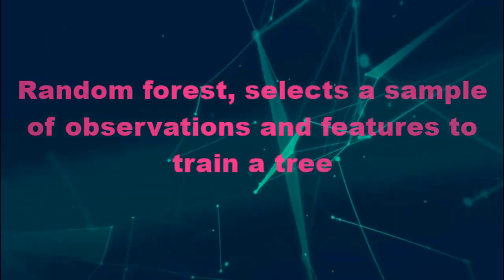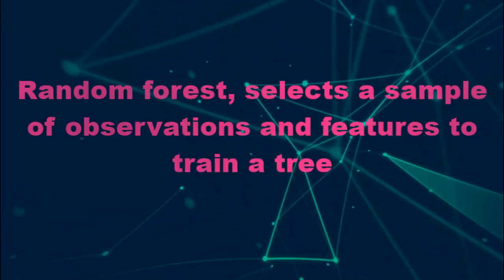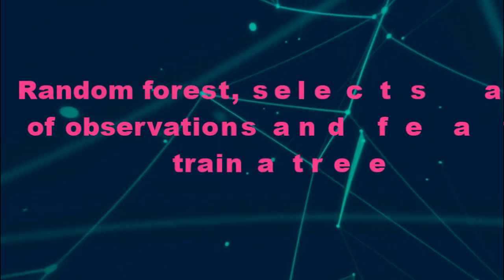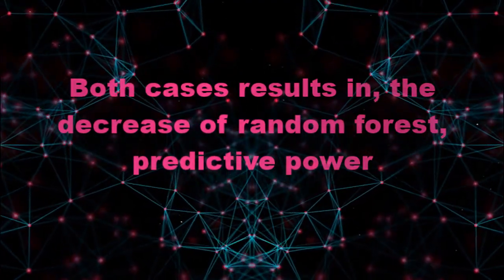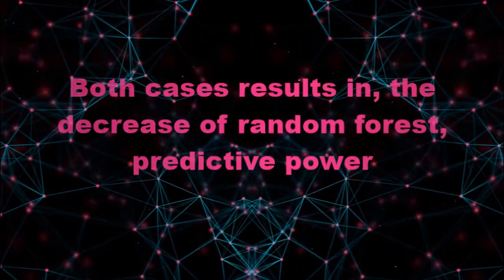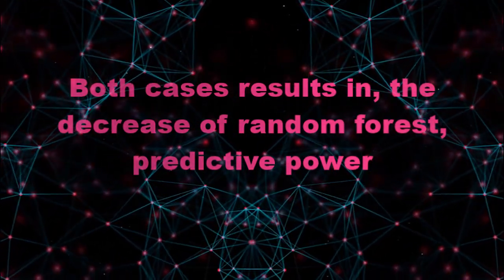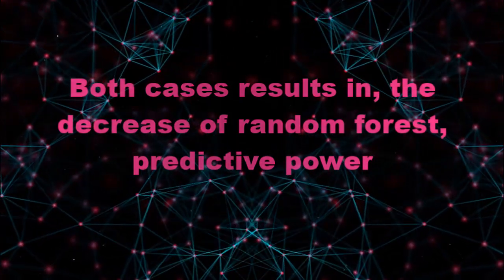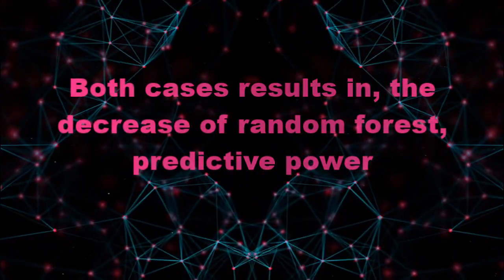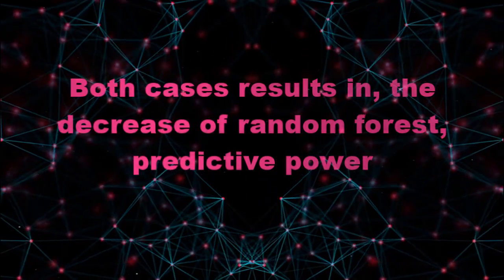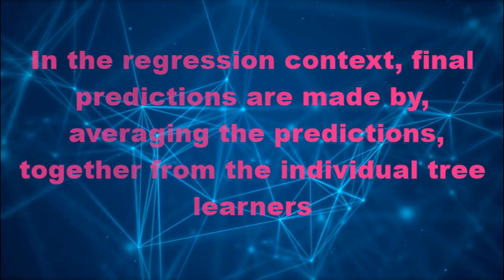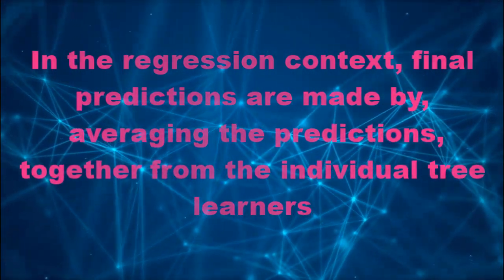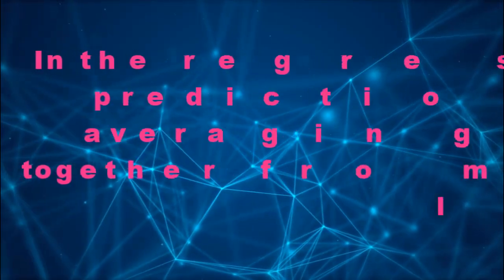If the number of observations is large but the number of trees is too small, then some observations will be predicted only once or even not at all. On the other hand, if the number of features is large but the number of trees is too small, then some features can be missed in all the subspaces used. Both cases result in a decrease of random forest predictive power. In the regression context, final predictions are made by averaging the predictions from the individual tree learners.